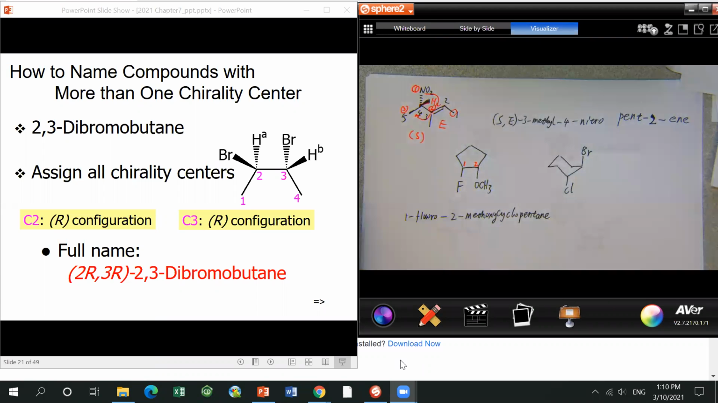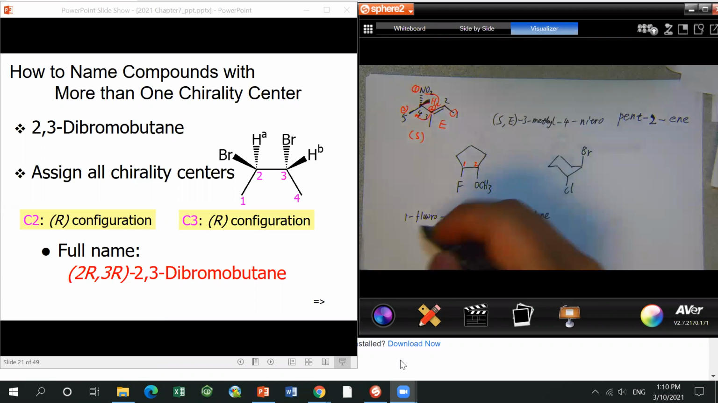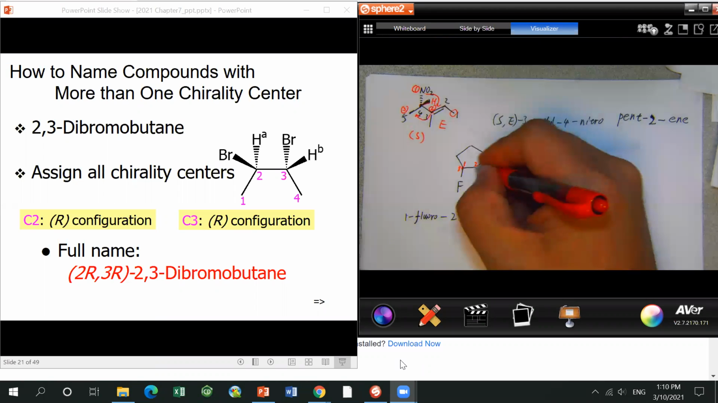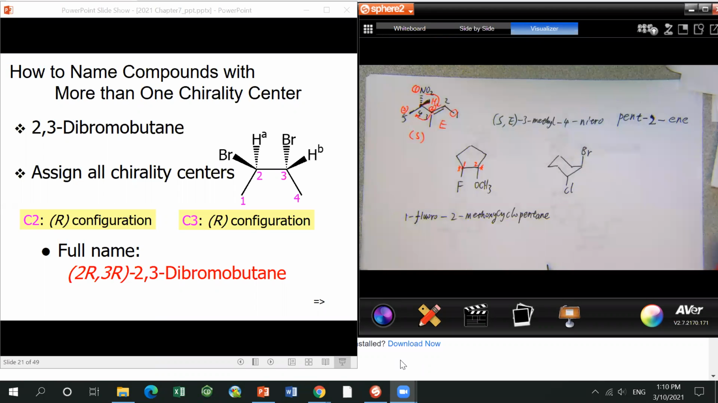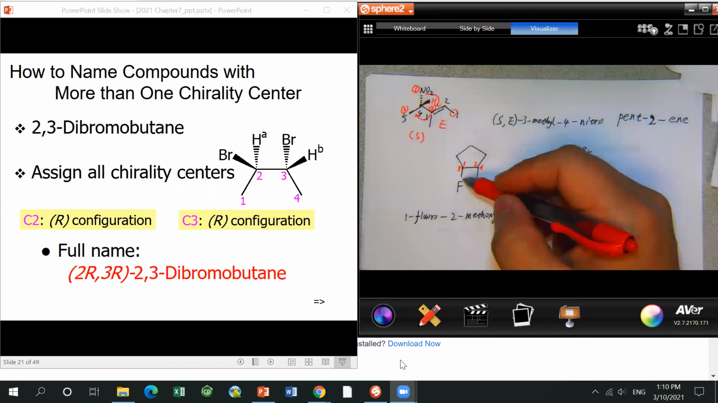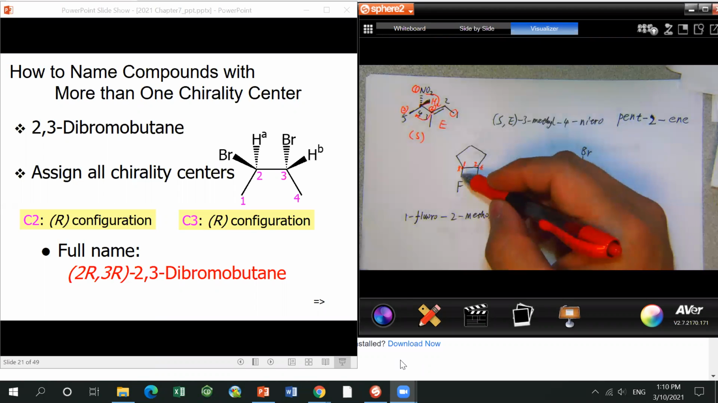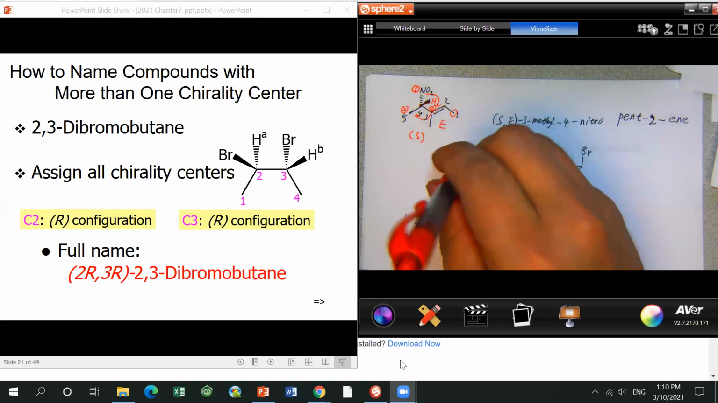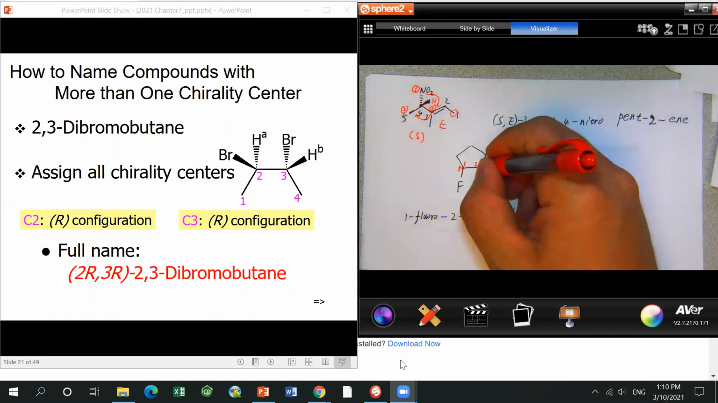Cyclohexane, one fluoro. In this case, we need to take care of the stereocenter alignment. There are two chiral centers here. For the fluoro, just keep in mind that because fluorine is going down, the hydrogen is going up, pointing towards you. Same thing for these chiral centers.